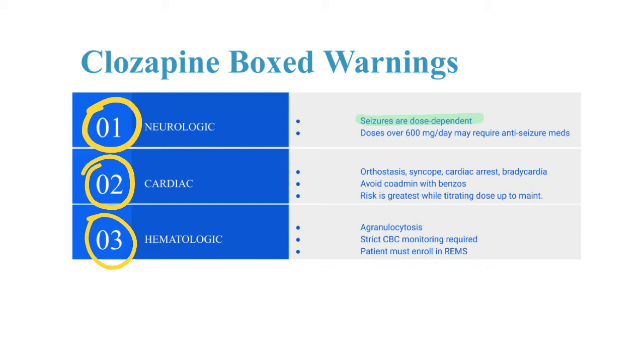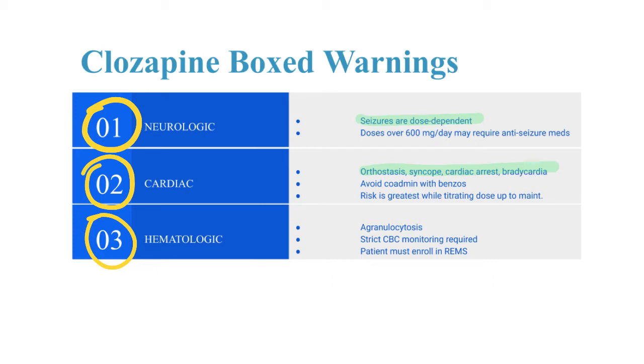For the cardiac warnings, they are numerous. They could range from orthostasis, syncope, cardiac arrest, and bradycardia. So we wouldn't want to co-administer clozapine with something that affects cardiac conductivity, and we don't want to give clozapine to a patient who has an underlying cardiac abnormality.